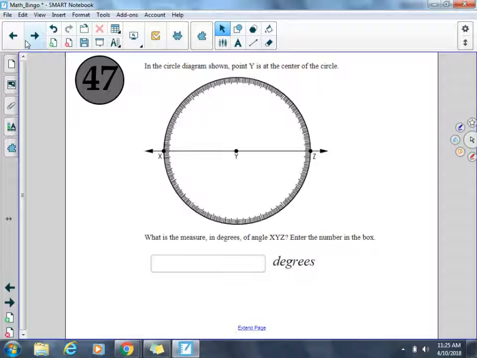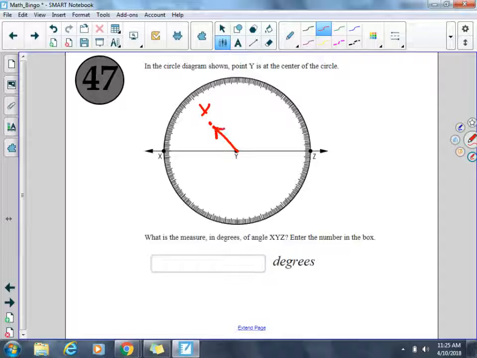The next question is 47. It says, in the circle diagram shown, point Y, which is right here, is at the center of the circle. What is the measure in degrees of angle XYZ? Enter the number in the box. Well, if you're trying to figure out the measure of angle XYZ, if X was up here, my angle would look like this, and I would have to figure out this whole angle, or the space here. And we've talked about that.